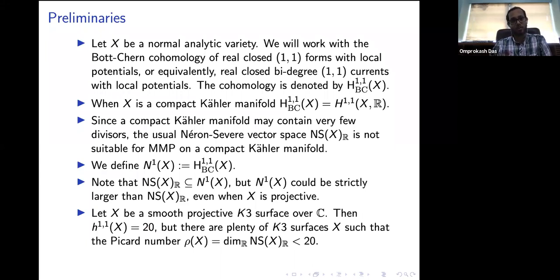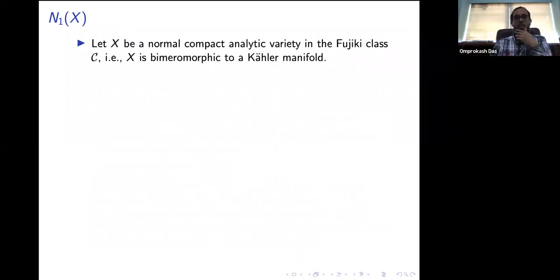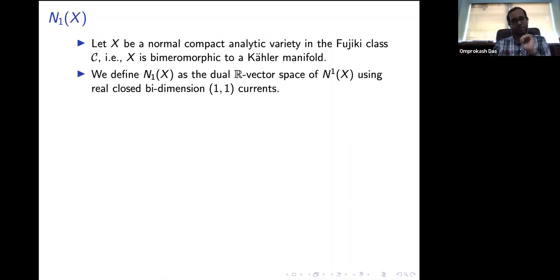So we have N^1. Of course we would like to define N_1 then. In that case, let X be a normal compact analytic variety in Fujiki class C. That means that X is bimeromorphic to a Kähler manifold. This is needed for some technical reason. The Fujiki class for this N_1.